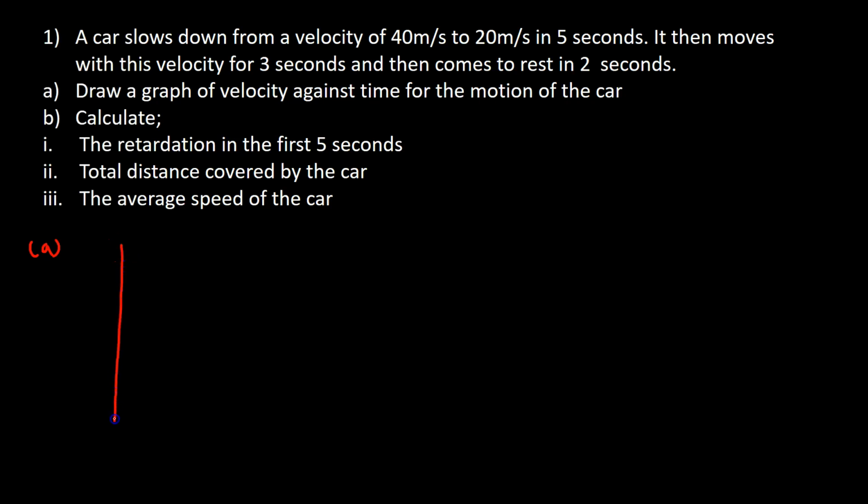So we can draw our y-axis and then include an x-axis. For the y-axis, we can divide it into 10, and then 20, and then you have a 30 there, and then lastly 40. So the y-axis will represent the velocity in meters per second.